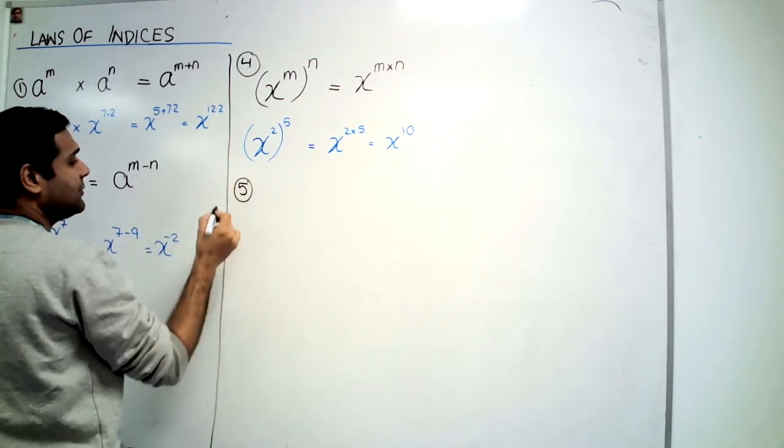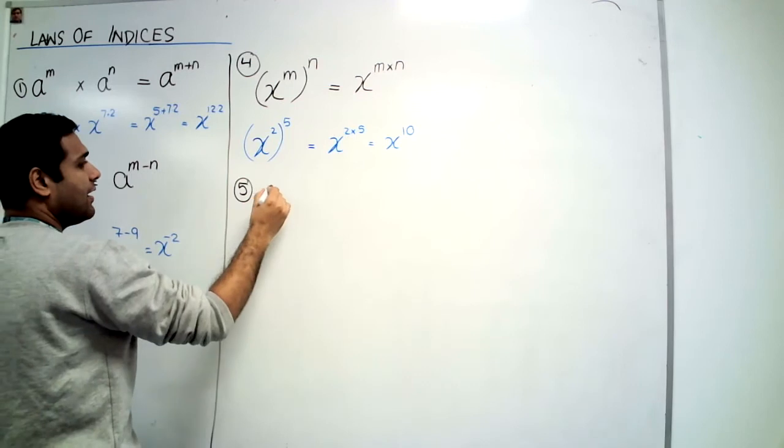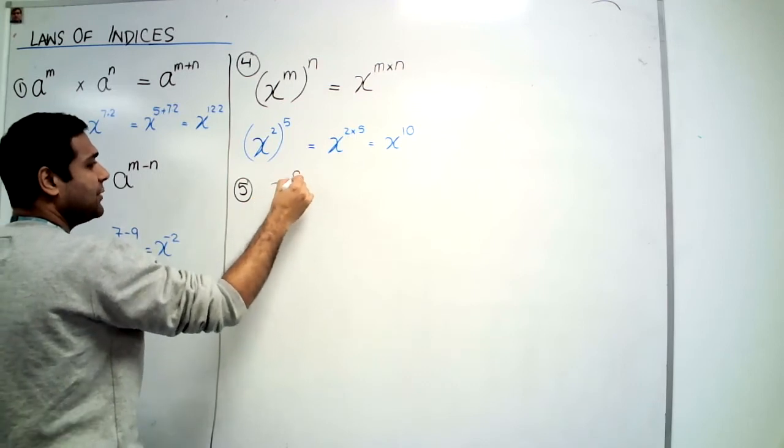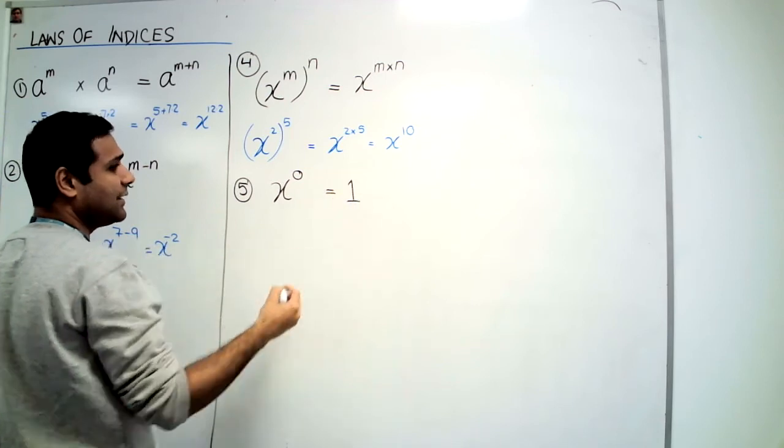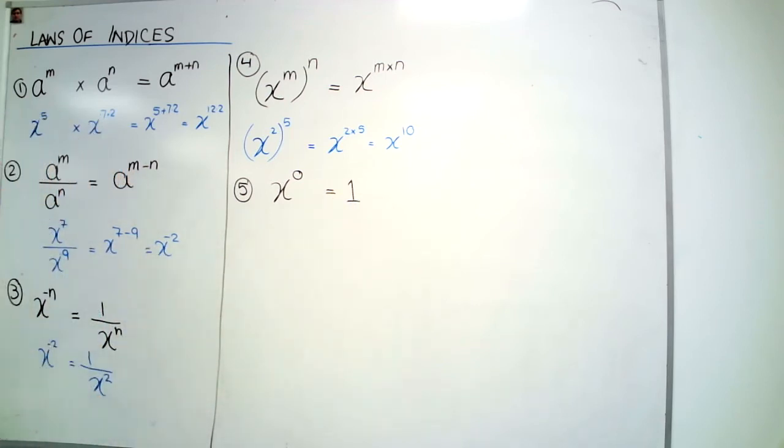The fifth one is the easy one. Anything to the power 0 is 1. When I say anything, but not 0 to the power 0. 0 to the power 0, we don't know how to calculate. Maybe after 20, 30, 40, 50, 100, 200 years, we might be, but we don't know how to do it now.